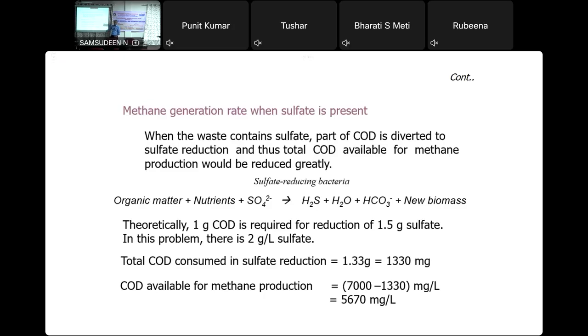Okay, so we are now accounting for the 2 gram of sulfate. We're going to consume 1330 milligram of COD, and the COD left for the methanogenic bacteria is 5670 milligrams per liter.